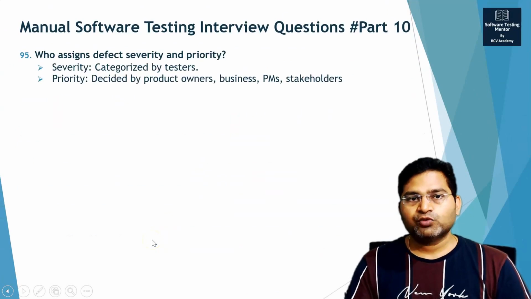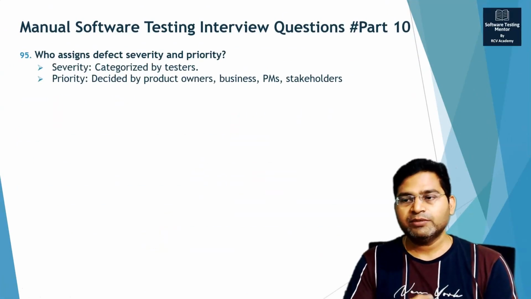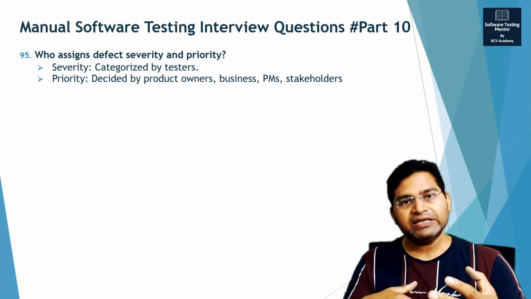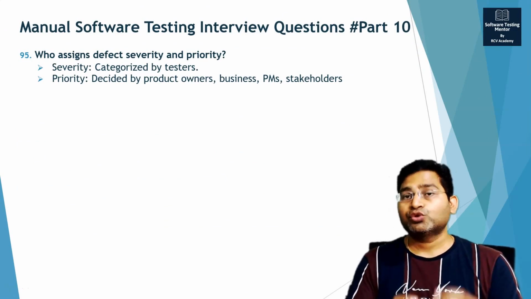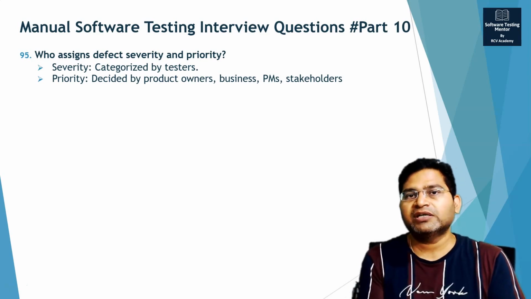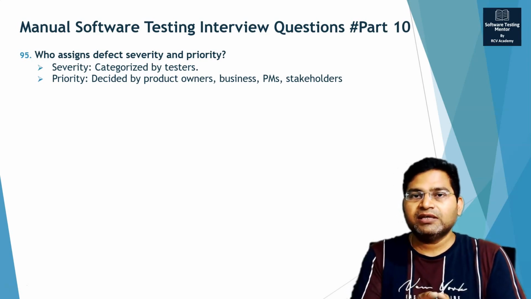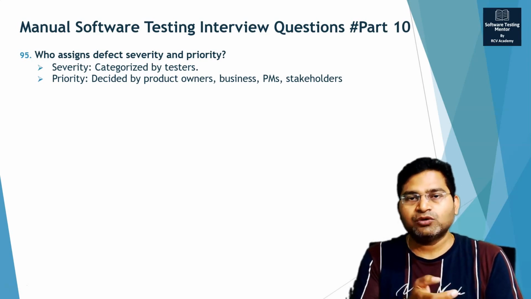to the 95th question. Who assigns defect severity and priority? Now, very simple, on similar lines. Severity is categorized by the testers, whoever is testing, because you as a tester know the impact of this particular defect on the functionality. So if I say, yeah, add to cart, right?